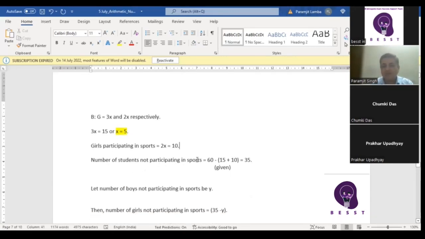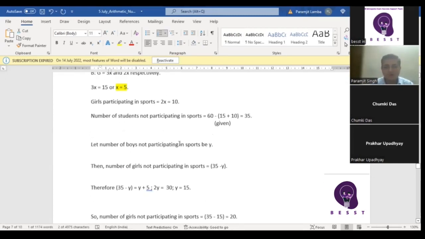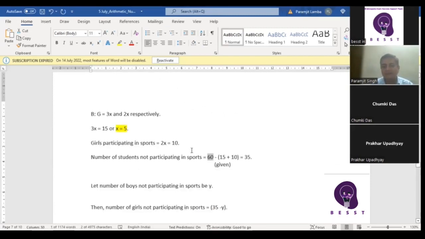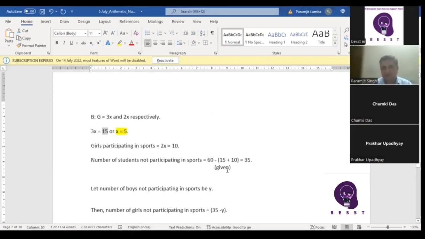Number of students who are not participating in sports is 60 minus the number of boys plus the number of girls participating. 15 was boys, 10 is girls who are participating in the sports. So 15 plus 10 is 25, 60 minus 25 is 35. Number of students not participating in sports is 35.